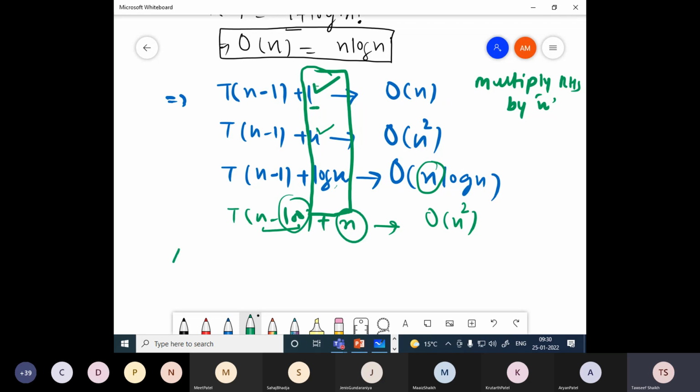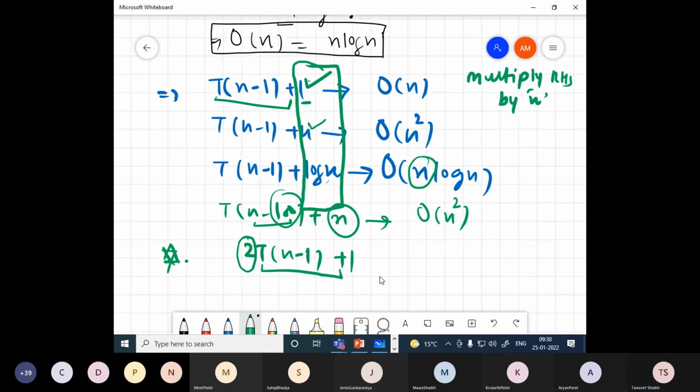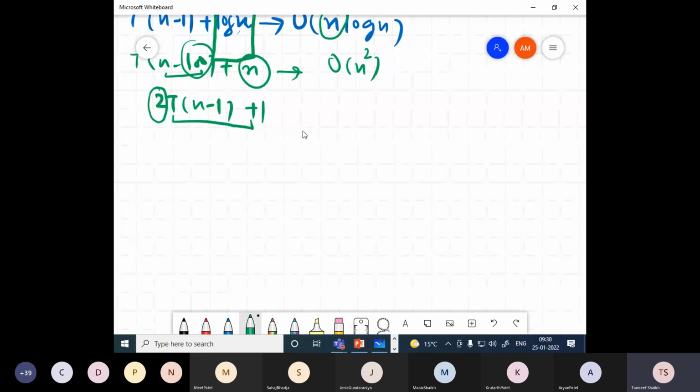Now the case arises that there is a recurrence of the form 2T of n minus 1 plus 1. This one is not equal to the previous one, so this rule won't be applicable to this type of recurrence. When we have to multiply the T term by a constant, this rule is not acceptable. So now in the next example, we will be solving a program.